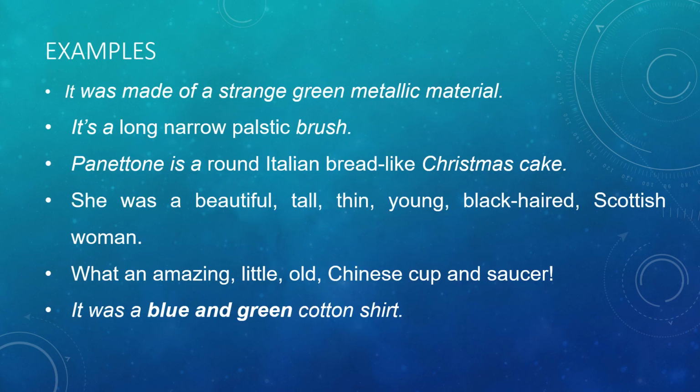Here are some examples. She was a beautiful, tall, thin, young, black-haired, Scottish woman. Beautiful describes the quality, and then tall, the size, thin also a size, young, age, black hair, color, Scottish origin, woman. And it was a blue and green color, cotton material shirt.